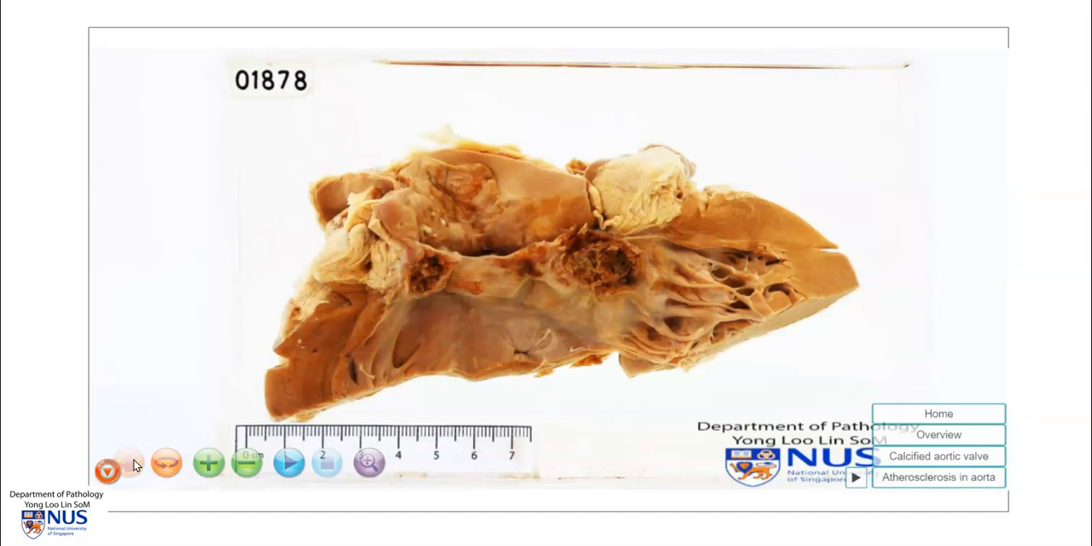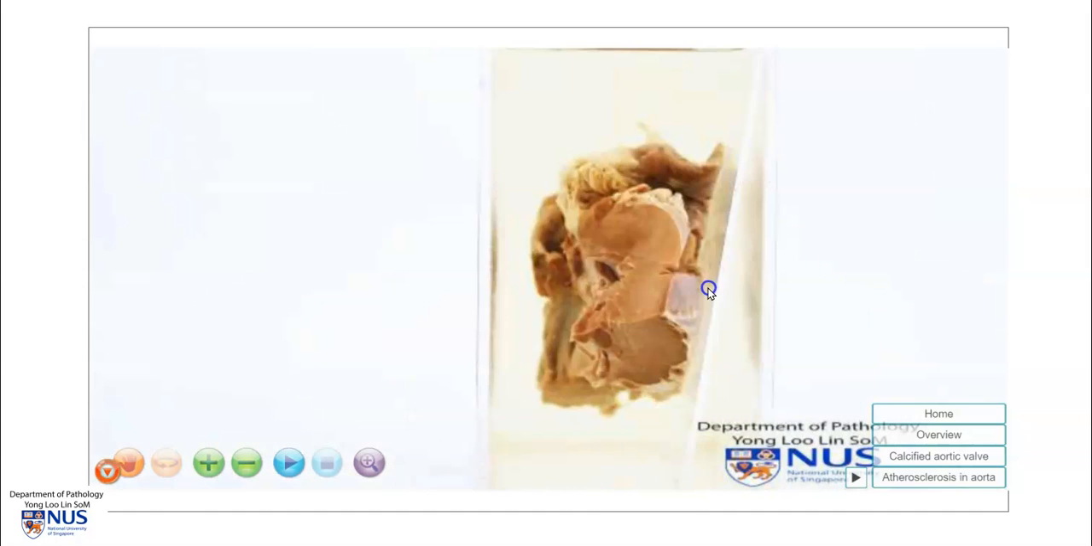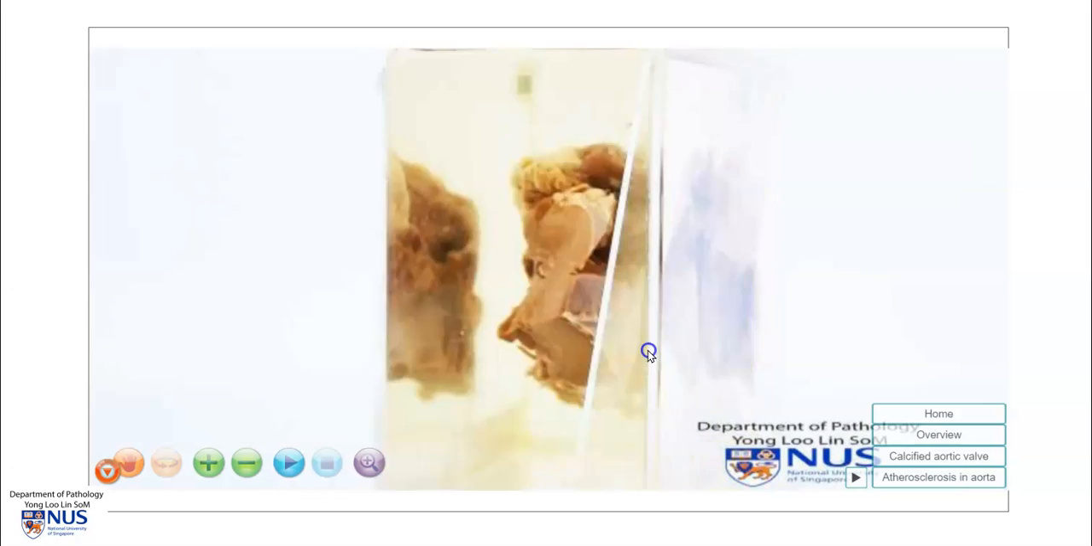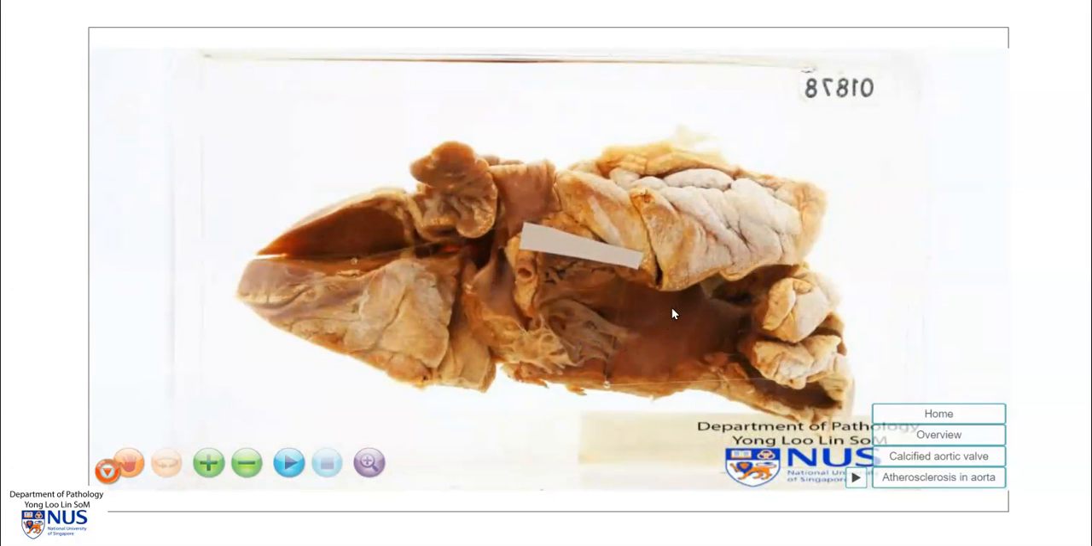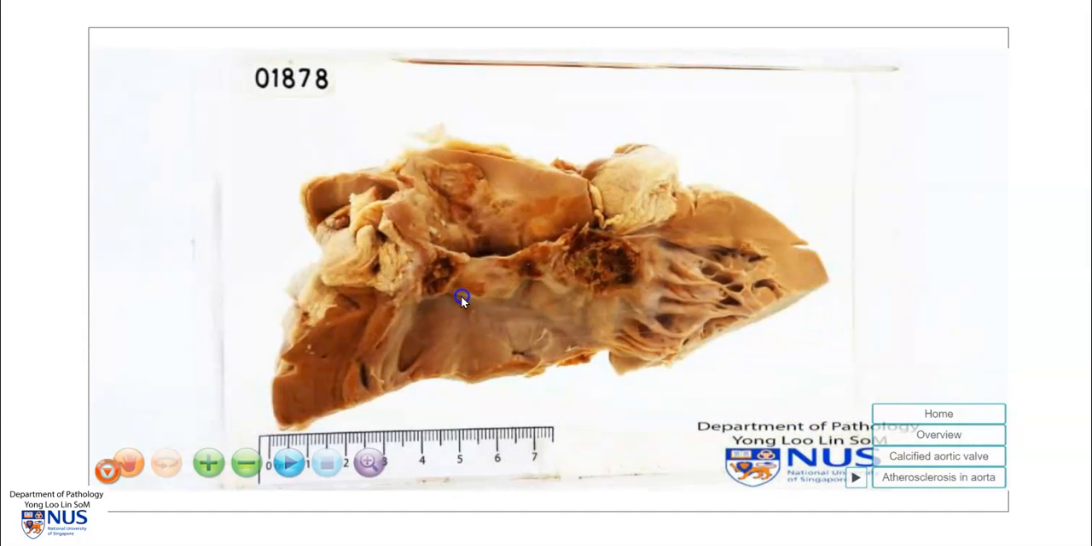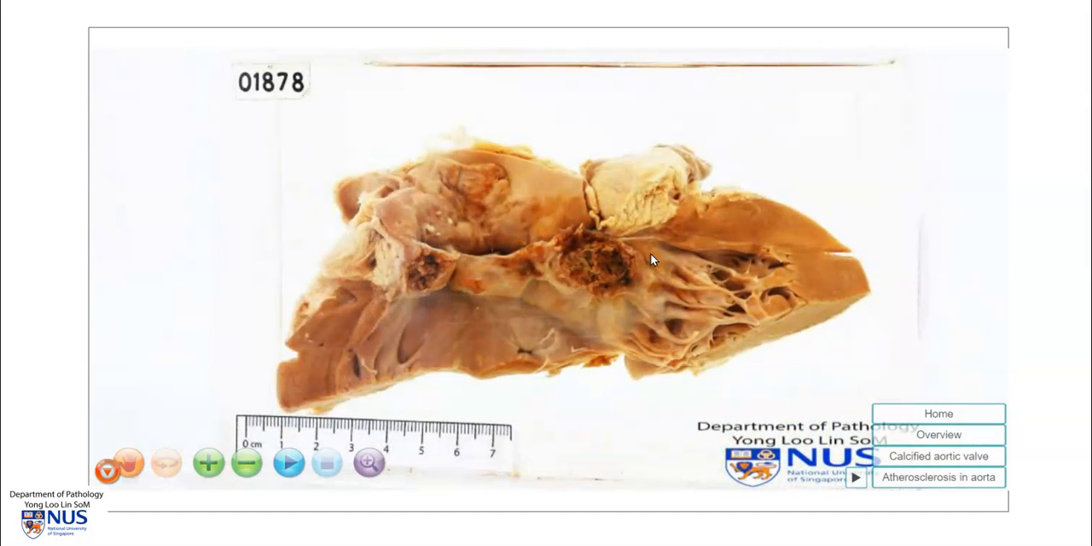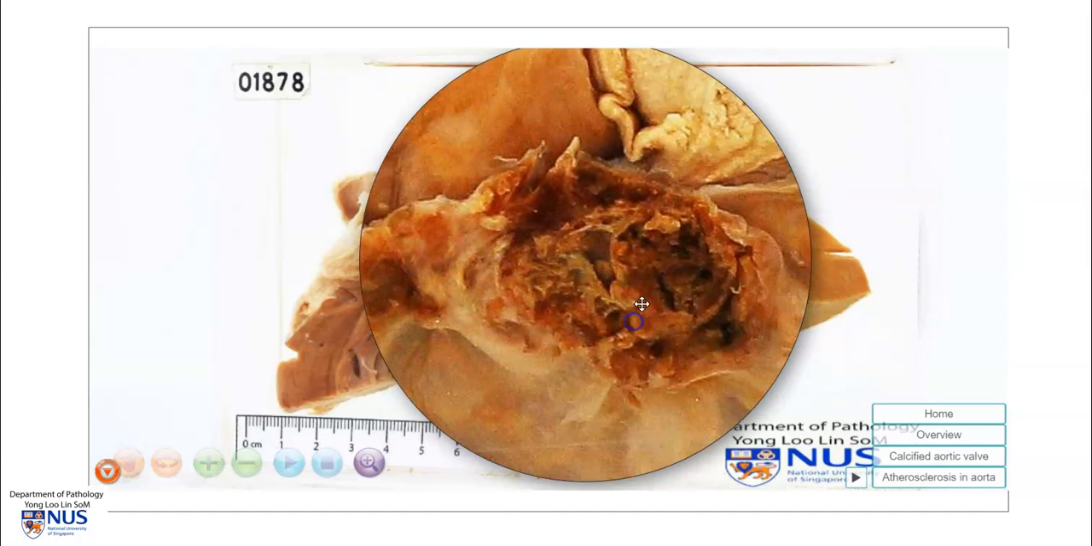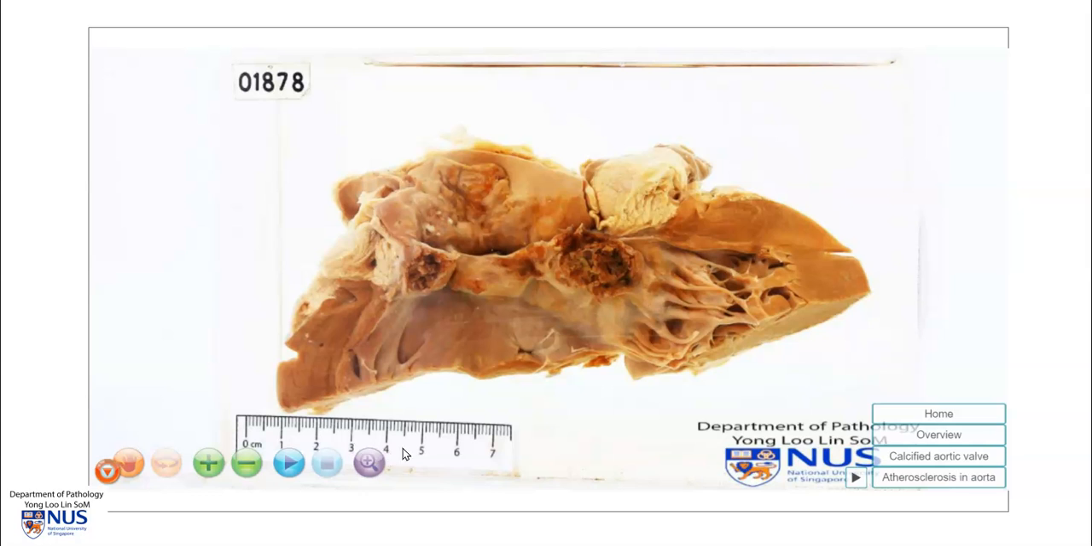Let's turn this specimen around. So this again is the left ventricle. This is part of the right atrium. And we can see the abnormal aortic valve with marked calcification within the cusp of the valve. Let's have a look at another example of aortic stenosis.